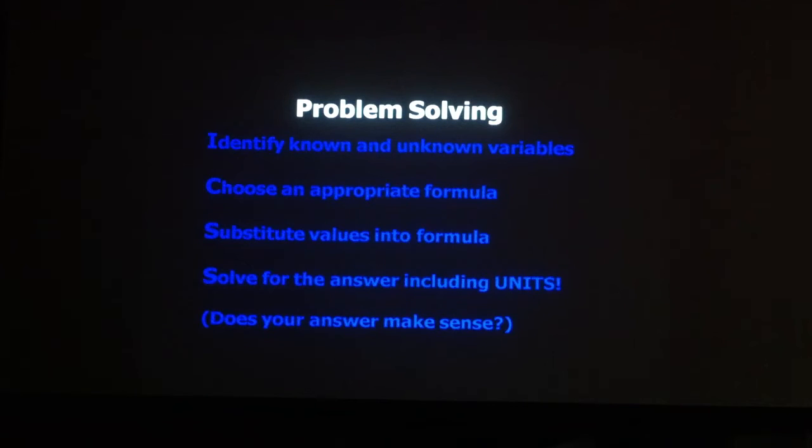Then you're going to choose a formula that relates what you know to what you don't know. Then you're going to substitute those values into the formula, the actual numbers, and then you're going to solve for your final answer using the rules of algebra. Include a unit and the correct number of significant digits in your final answer. Then you're not really done. Think about your answer. Does it make sense? So let's go through some examples.